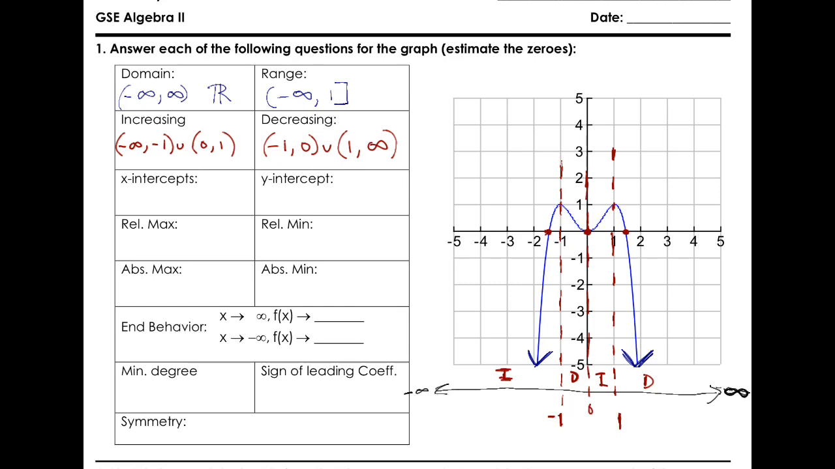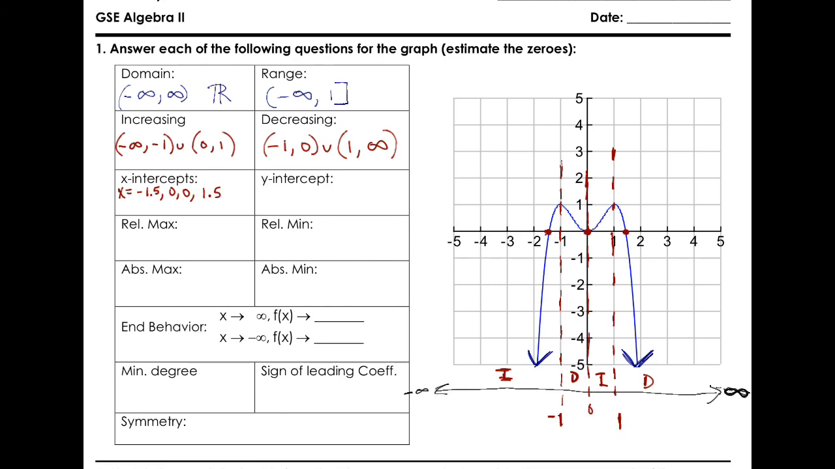So our x-intercepts are, I'll just write it, x is equal to negative 1.5, comma, 0, comma, 0, comma, 1.5. We have 4 zeros. We have one at negative 1.5, 0, 0, and 1.5.